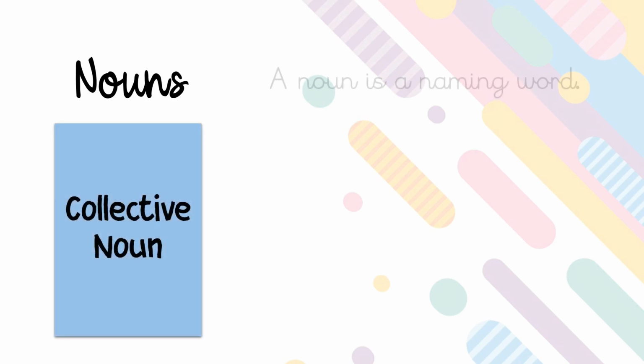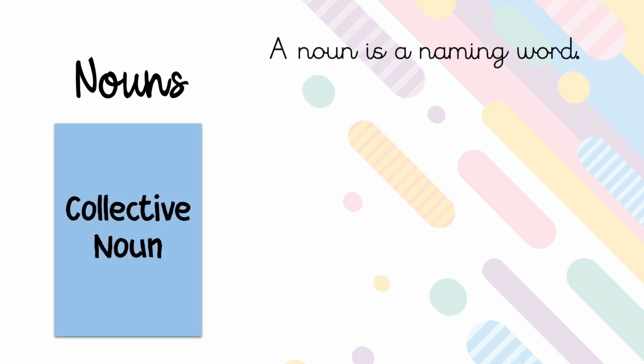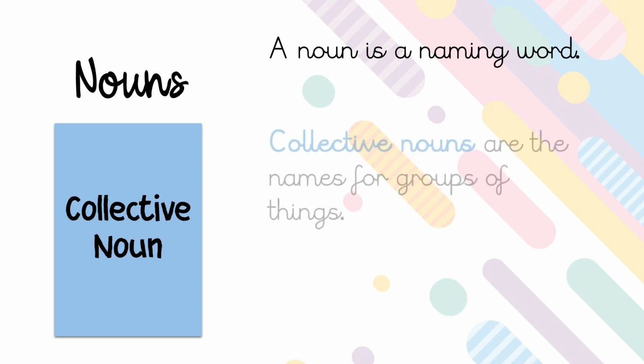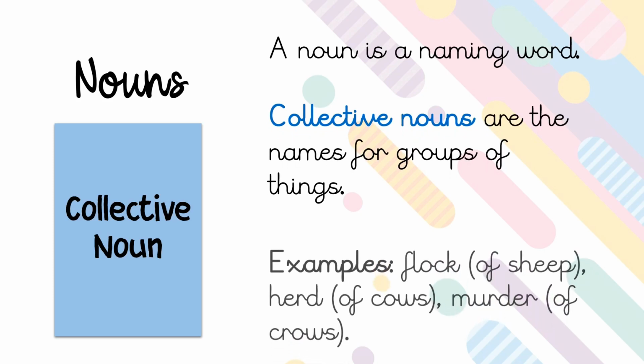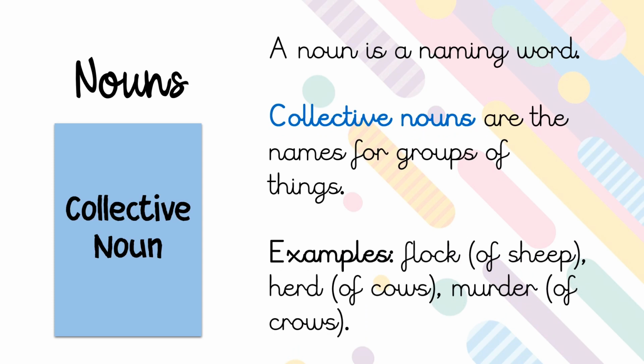The next type of noun that we have is a collective noun, and it's used for groups of things. So for example, a flock of sheep, a herd of cows or a murder of crows. It's really important to note that in the example of flock of sheep, flock is a collective noun whereas sheep is still a common noun.